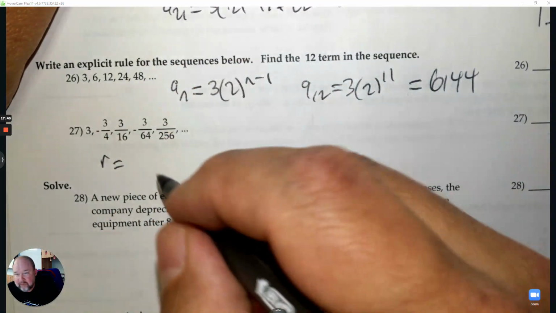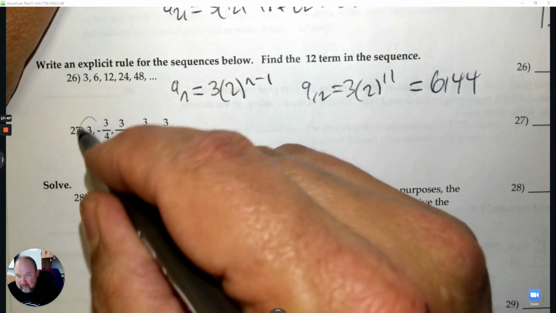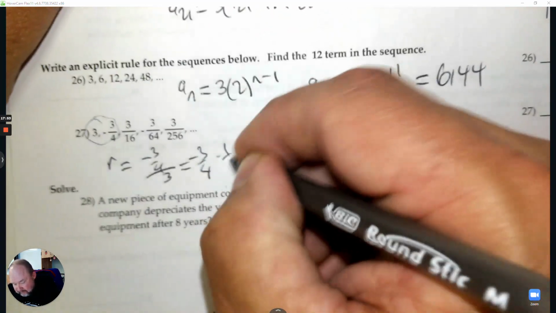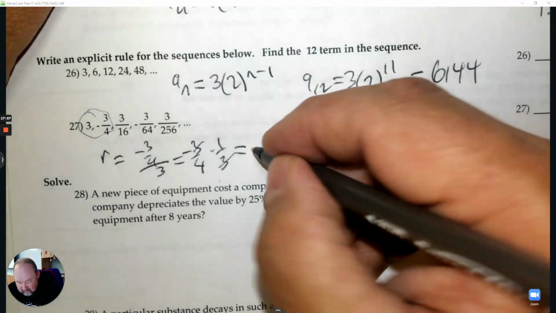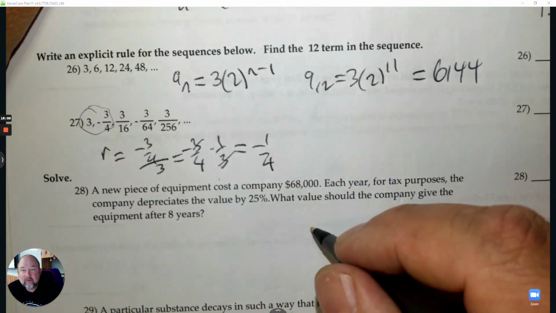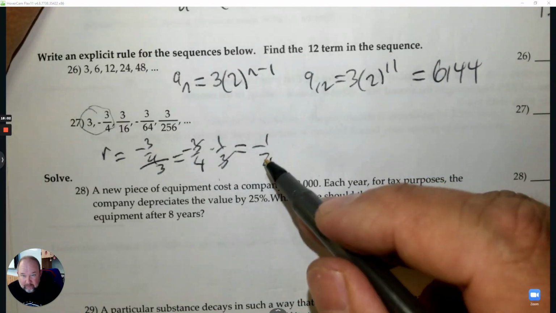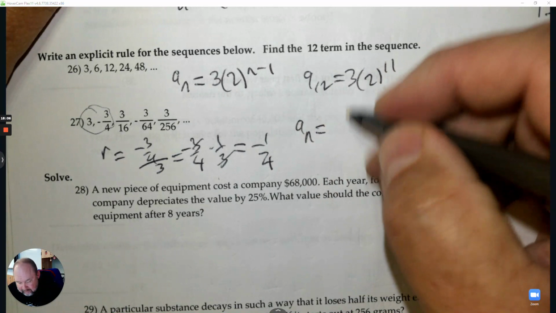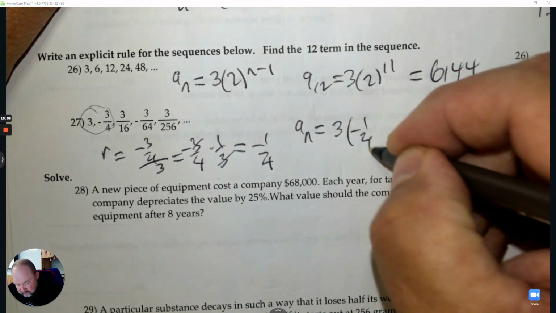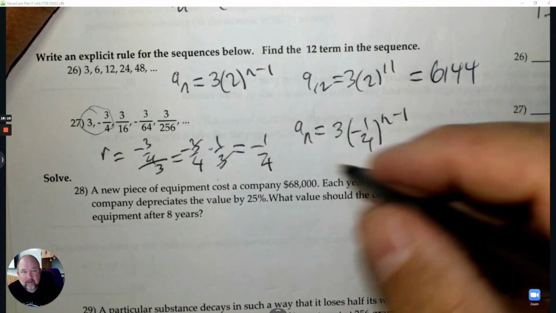Here, again, we're multiplying. I think it's easiest to look at the first 2 and divide. So negative 3/4 divided by 3. That's like negative 3/4 times 1/3. Notice how the 3's divide out, and you're left with negative 1/4. So the common ratio, we're multiplying every time, is negative 1/4. So the sequence formula would be 3 times negative 1/4 to the exponent n minus 1.